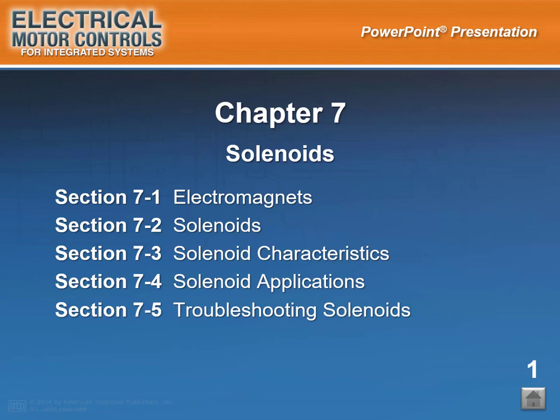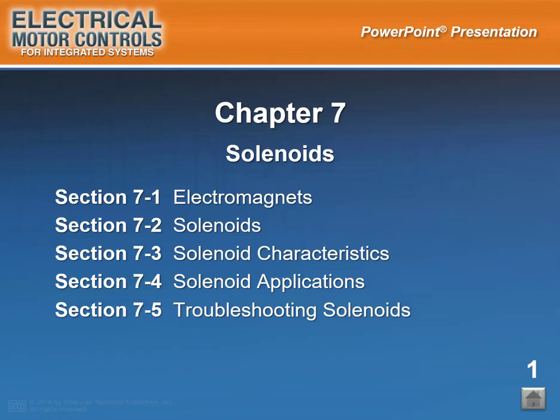Chapter 7. Solenoids. Section 7-1, Electromagnets. Section 7-2, Solenoids. Section 7-3, Solenoid characteristics. Section 7-4, Solenoid applications. Section 7-5, Troubleshooting solenoids.